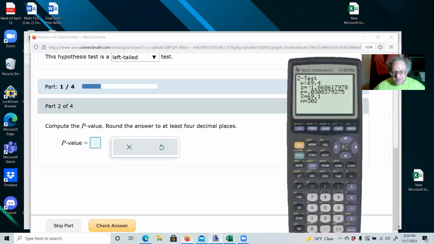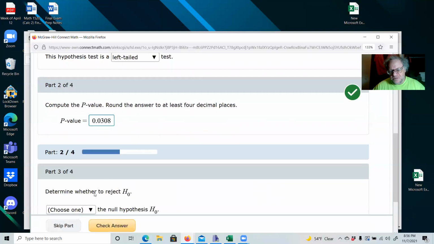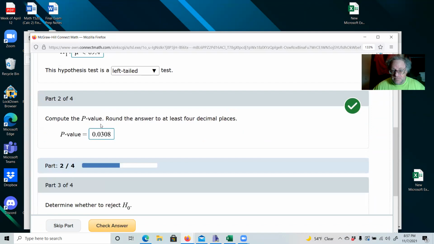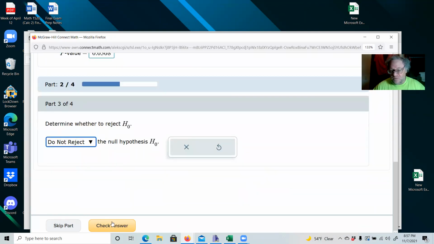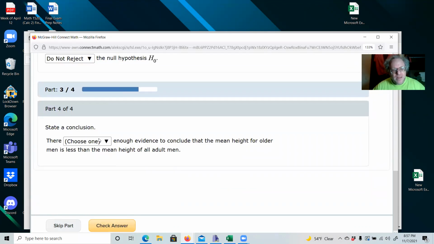What was our p-value? P-value was 0.0308. By the way, when I ask you this on a quiz, you're kind of on your own to put all of this together. Okay. So we are going to say, do not reject the null hypothesis. Okay, because we had 0.03 and our standard was 0.01. We were not less likely than our standard. Okay, so by random chance.